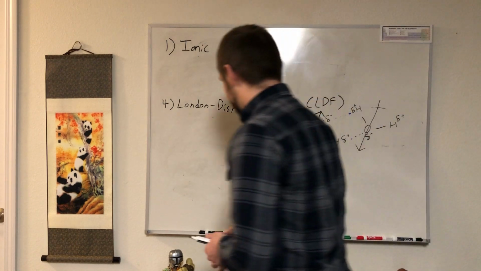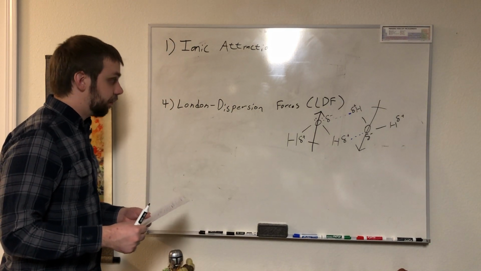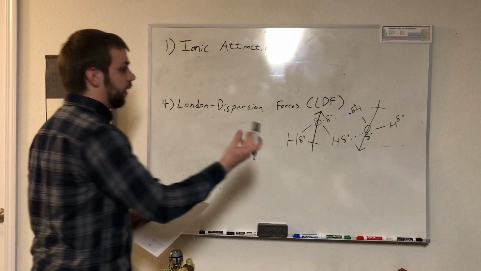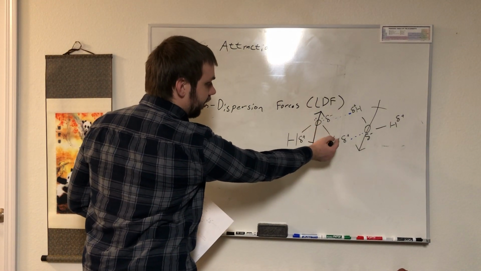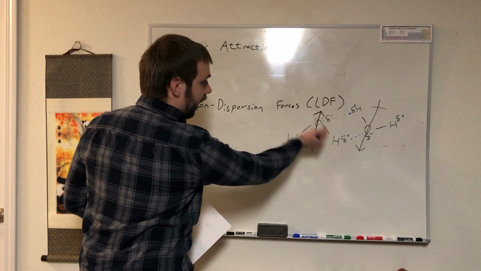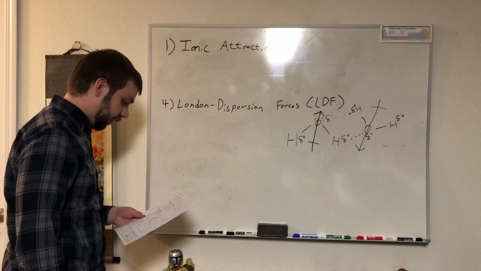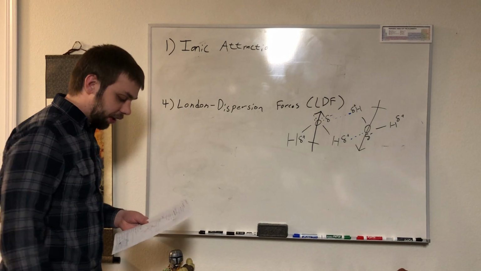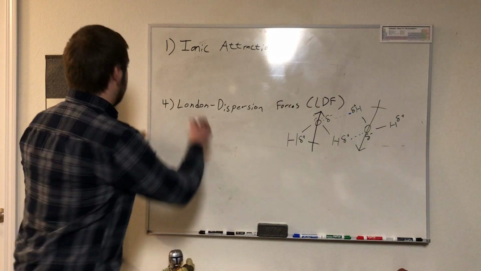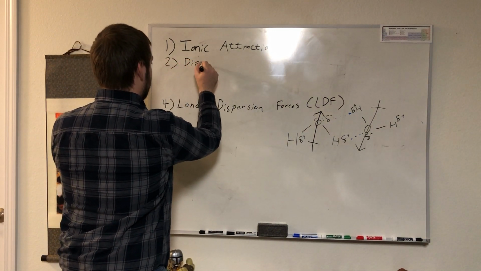So dipole-dipole attraction requires polar covalent bonds. That just comes from over here. You can see there's a polar bond because there's a difference in electronegativity. I'm just looking at my notes to make sure I don't forget anything. So they require a polar covalent bond. I'm just going to write down their name here.